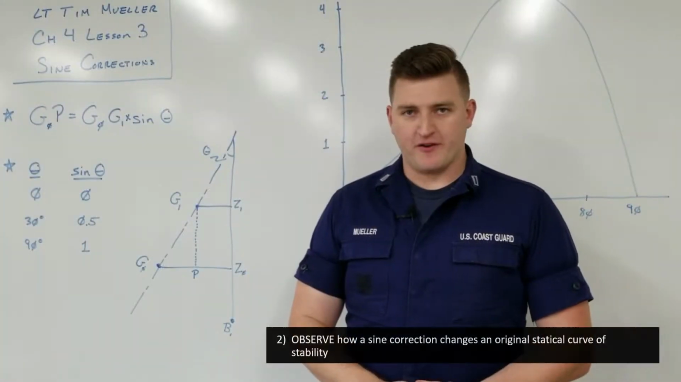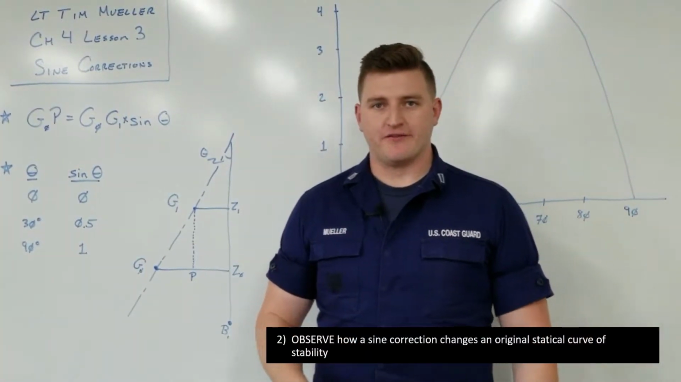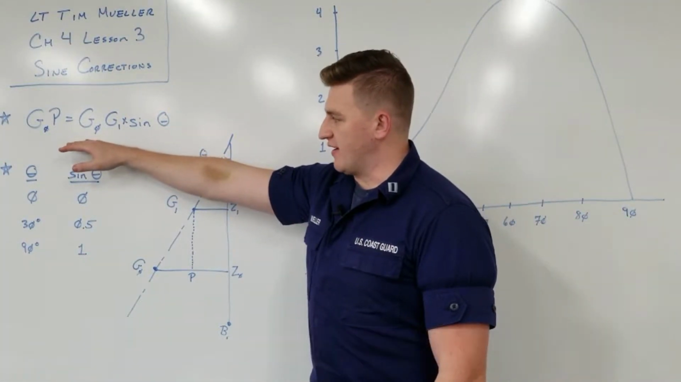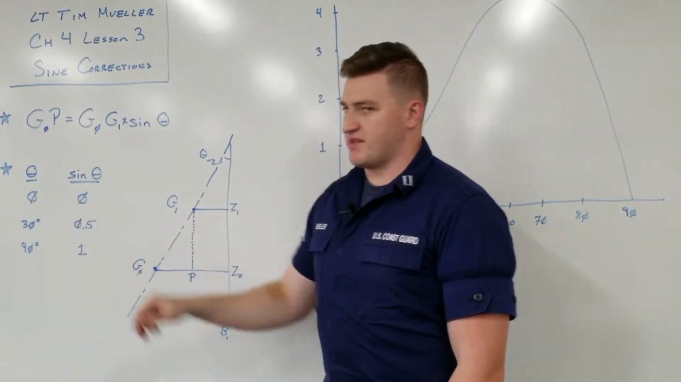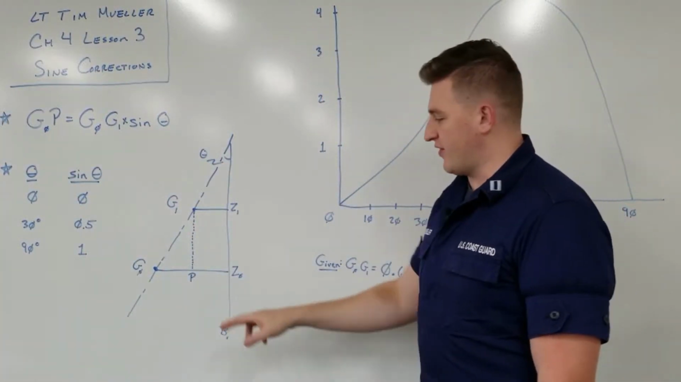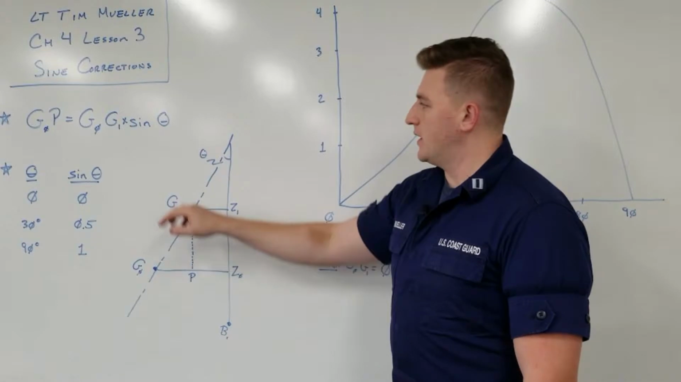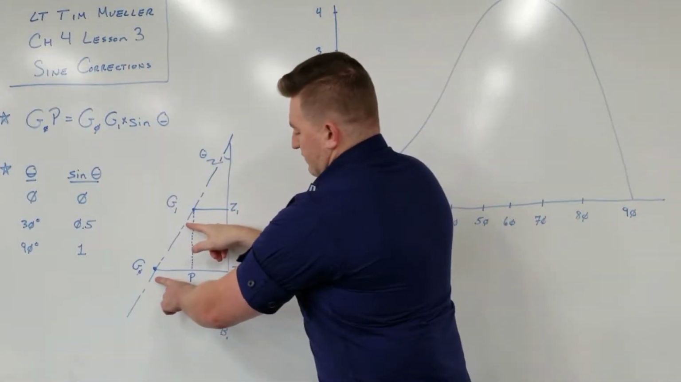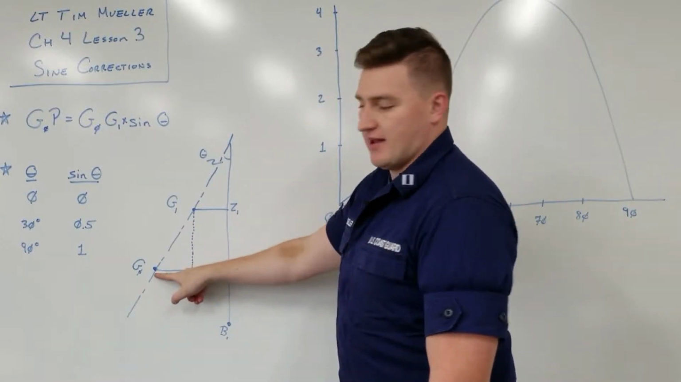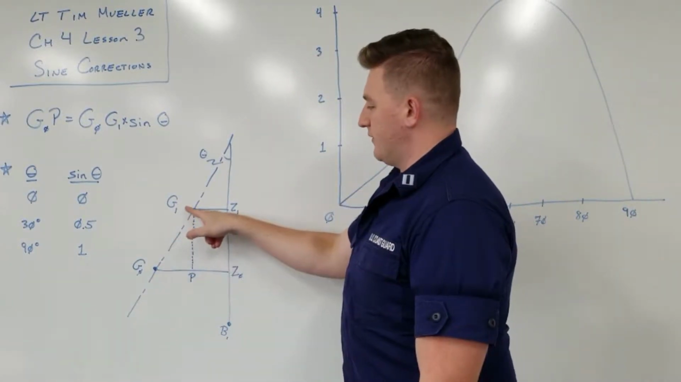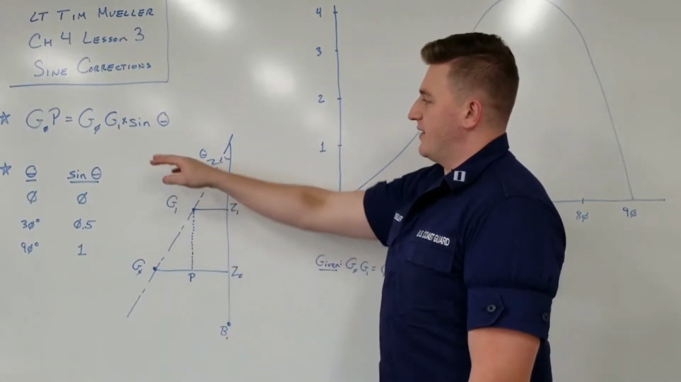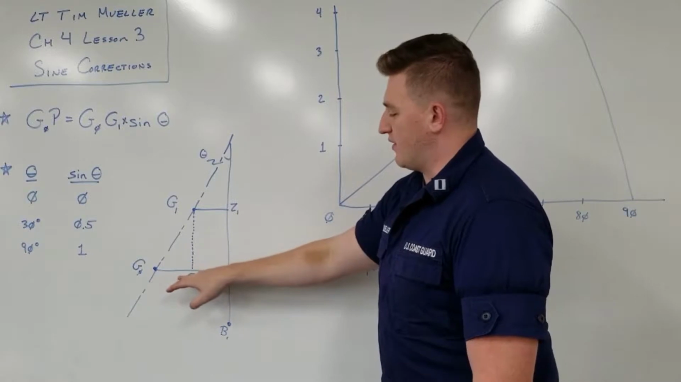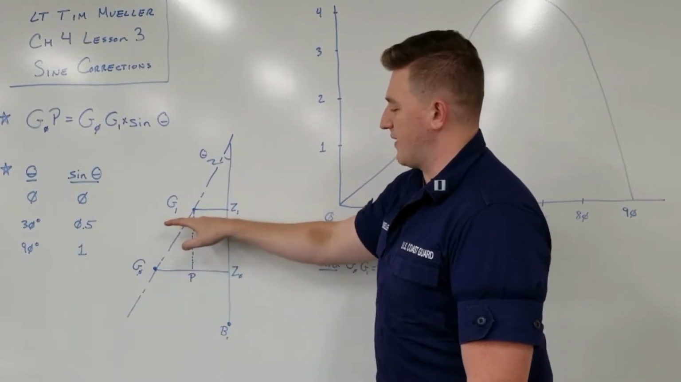Now, before going any further, let's take a recap on what we've done so far in this video. The big takeaway so far is this equation right here. G0P, which is the reduction in the righting arm at any given theta, equals G0G1, which is the distance that the center of gravity has moved from its original location at an assumed center of gravity up to its current location, times sine of theta. Sine of theta just being the relationship between this side here and the hypotenuse.